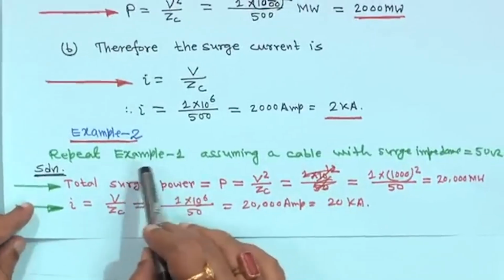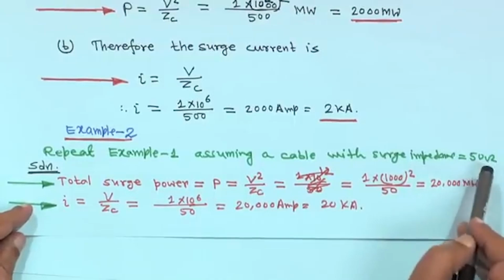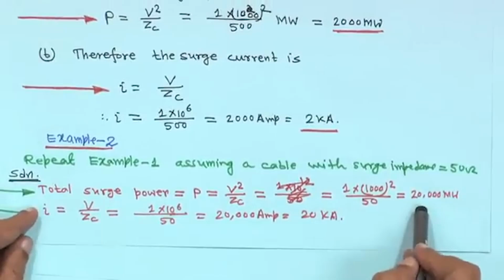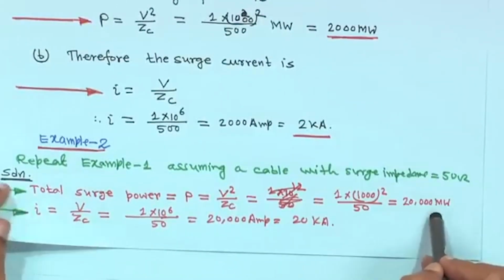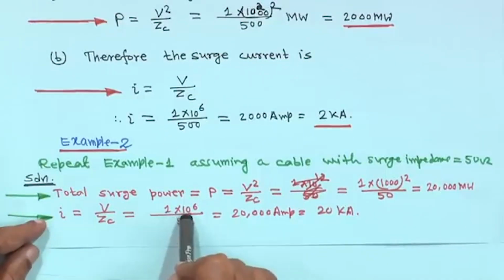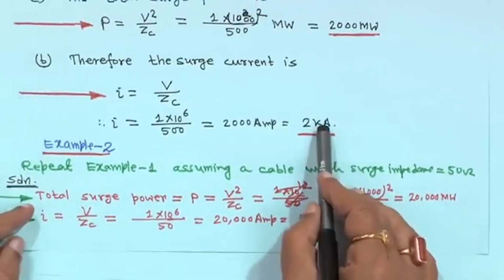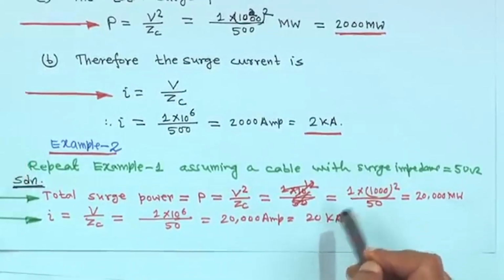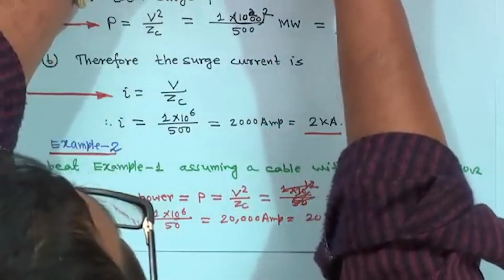Now, to repeat the example, assuming a cable with surge impedance 50 ohm. If a cable has 50 ohm, then total surge power will be V square upon ZC. Here it was 2000 megawatt, here it will become 10 times more, 20,000 megawatt. Similarly, I is equal to V by ZC, it is 1 into 10 to the power 6 by 50, that is 20,000 ampere, that is 20 kilo ampere. Here also it is 10 times more, here is 2 kilo ampere, here it is 20 kilo ampere. So, these are one or two small examples we took.